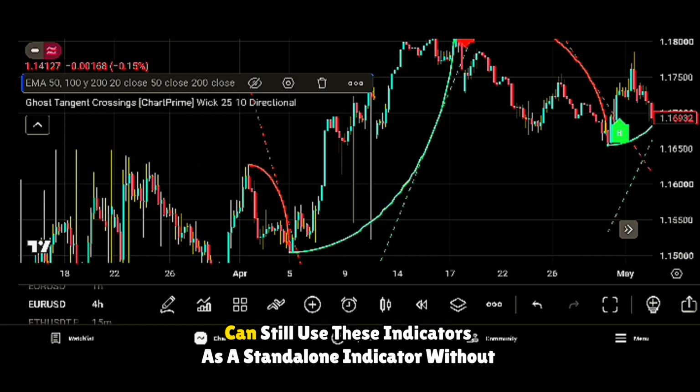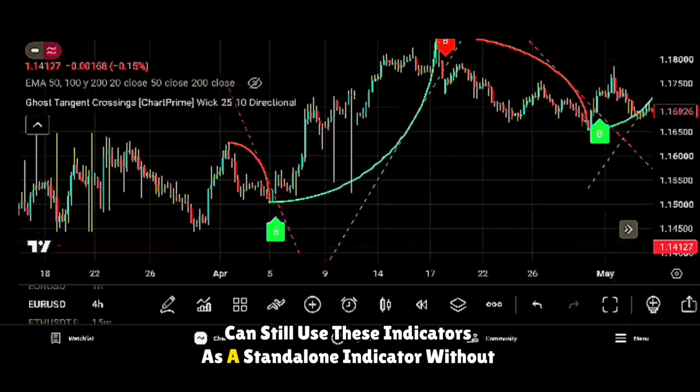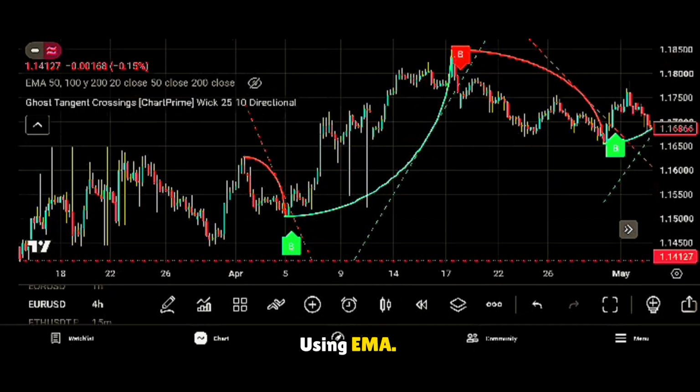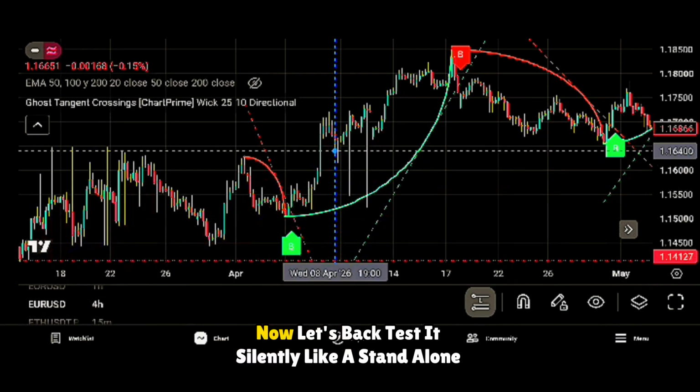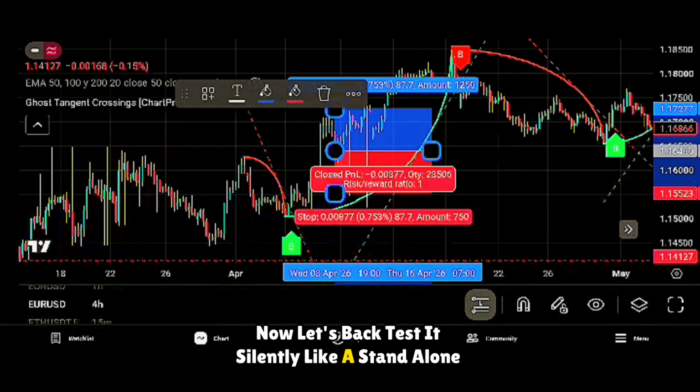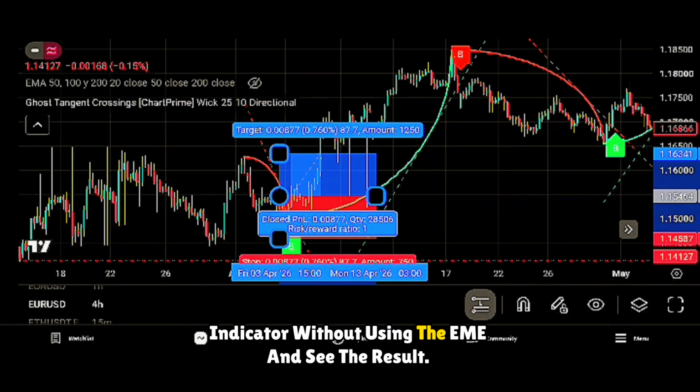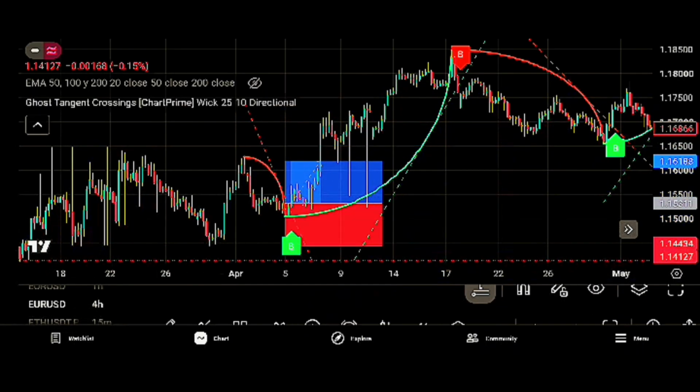In as much as we can still use this indicator as a standalone indicator without using the EMA, that one is also good. We can use it as a standalone indicator. Now let's backtest it silently like a standalone indicator without using the EMA and see the result.